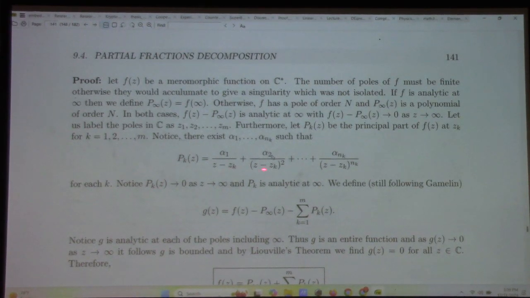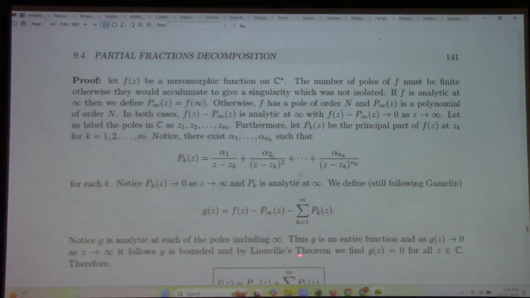Of course, you can easily see that this goes to 0 as z goes to infinity. If you've got a sum of reciprocal terms, as z goes to infinity each term goes to 0. That indicates that p_k is analytic at infinity. Then we define g of z as f of z minus p infinity of z minus the sum of the principal parts. This g is analytic at each of the poles, including infinity. Why? Because you're subtracting off the part that misbehaves. One part gets rid of the misbehavior at infinity, and the sum gets rid of the misbehavior at all of the finite poles. So the net result is a function which is analytic everywhere on the extended complex plane. It's an entire function, and also g of z goes to 0 as z goes to infinity.